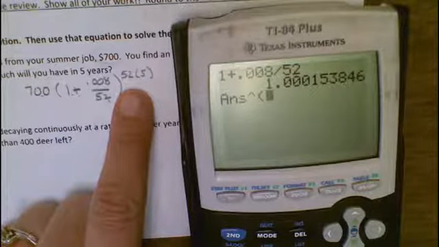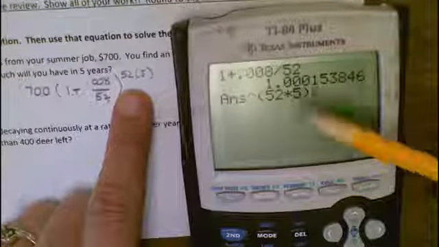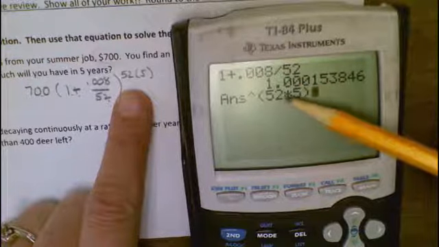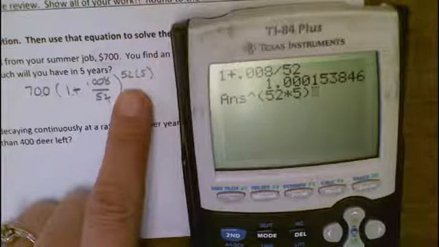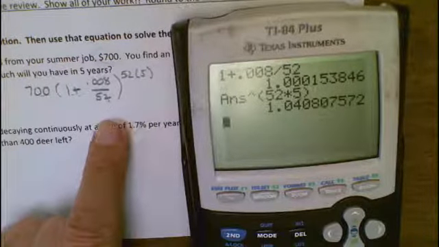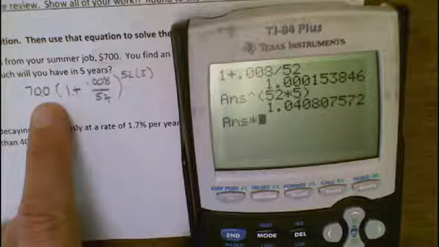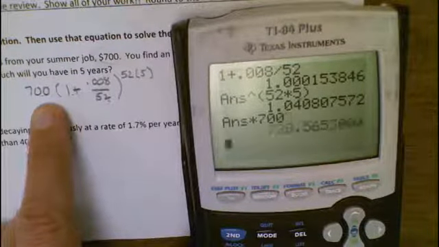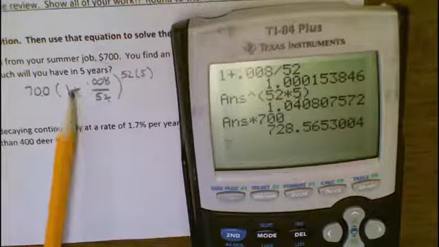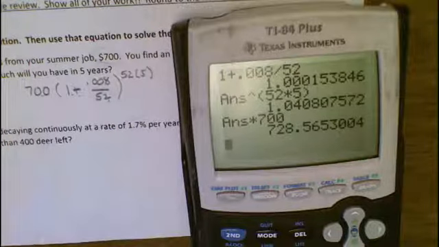So in my calculator, I have to put it in parentheses, 52 times 5. Some of your calculators, it will take that answer and raise it up so that all of that will be in there. To be safe, put it in parentheses. And so I take that answer, raised to that power, I get 1.04, and now I need to multiply it by 700. So you can throw them in several ways if you use your parentheses, but I usually just start with this, get my base, raise it to that power, and then multiply by 700.